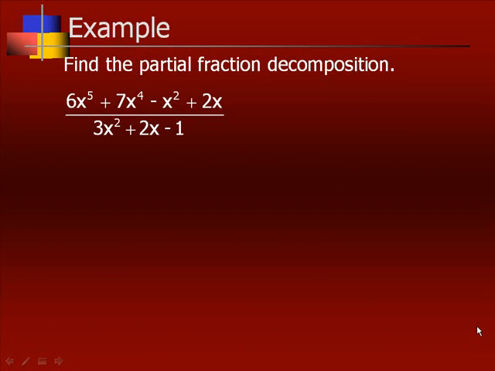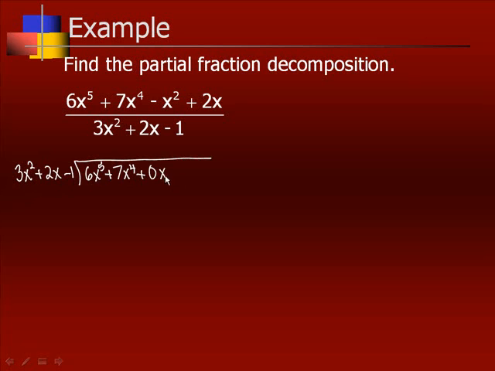Okay, finally we have one that's not a proper fraction. The power in the numerator is greater than the power in the denominator. So the first thing we're going to do is divide. So we've got 3x squared plus 2x minus 1 into 6x to the 5th plus 7x to the 4th.